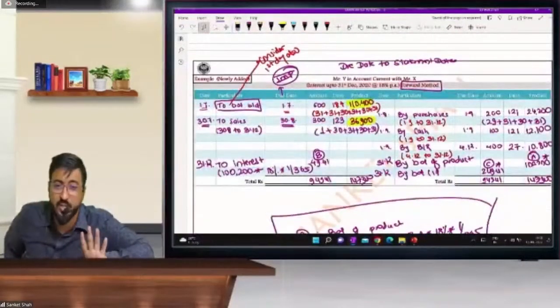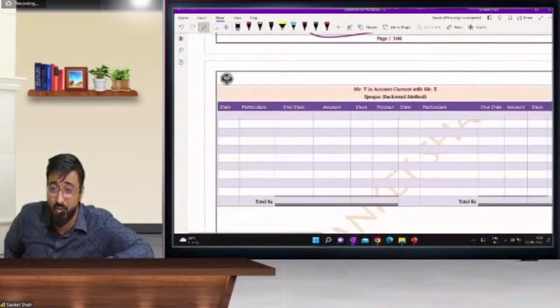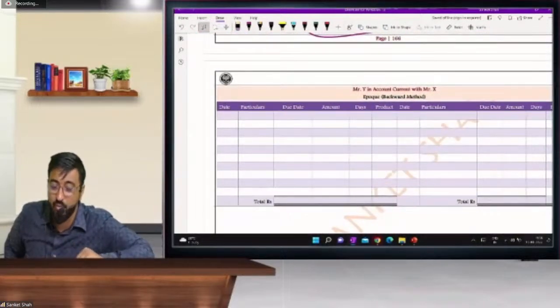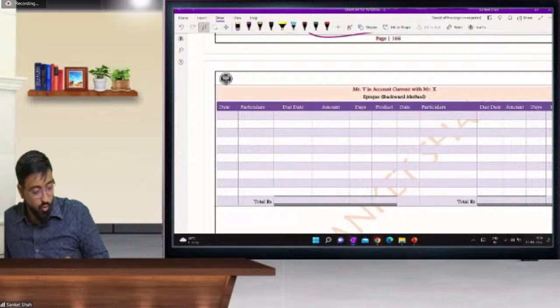All questions are by forward method. Forward method is very easy. I say I skipped one more method, that is the epoch method, that is the backward method. But yes, once one question is asked on epoch method, but it's hardly one chance in 10 attempts to get a question on epoch method. Epoch method I myself don't like, beta.